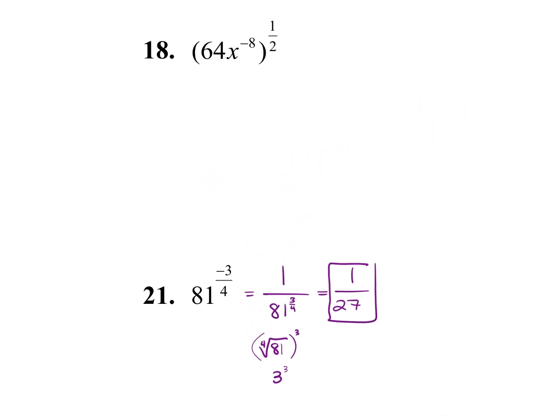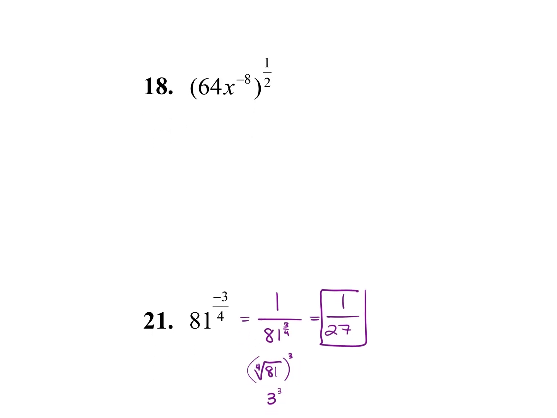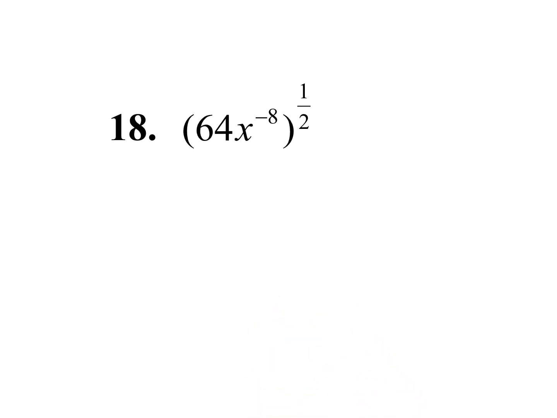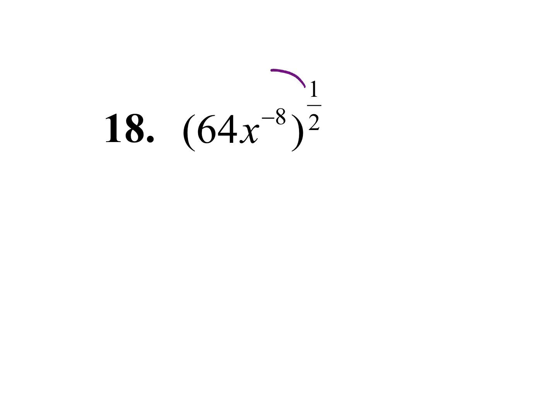Ooh, 18. A lot of you did this one wrong on the quiz, or this type of problem wrong. What do you do here? Put the 1/2 to the 64 and the negative 8. Right. What is anything to the 1/2 power? It's a square root, right? So negative 8 to the 1/2 is a negative 4.